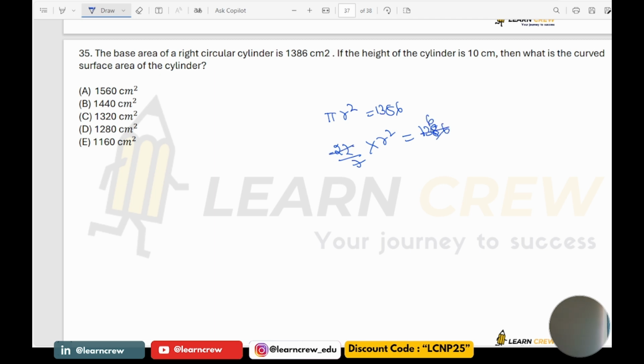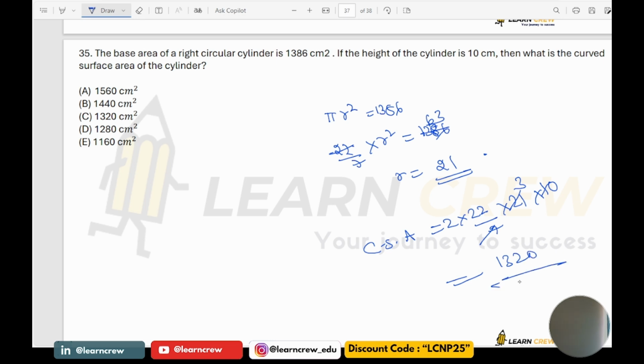22, 6 are 132, 3 are. So r is equal to how much? 7 into 9, 7. 7 into 3, 21. So you got r as 21. And the curved surface area of a cylinder is 2 pi r into h, given as 10. 7 3s are 21. So the answer is 1320. Option C is correct.